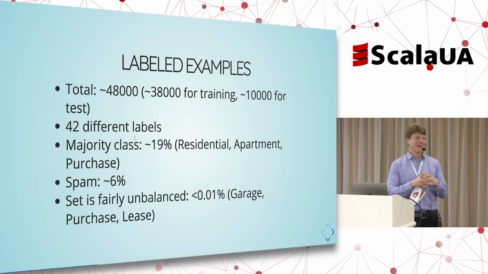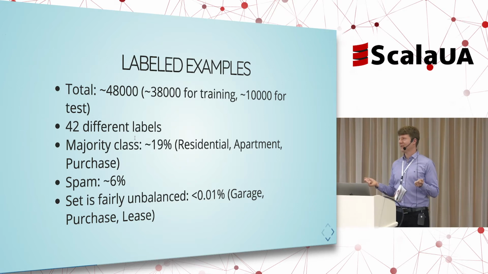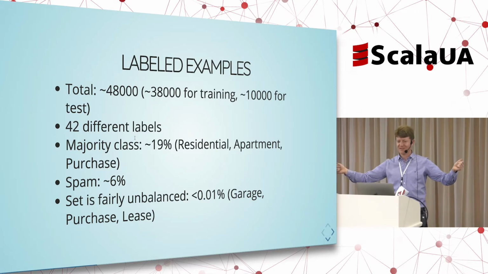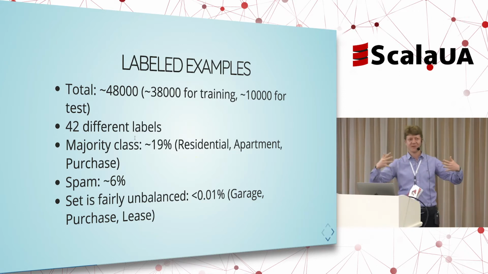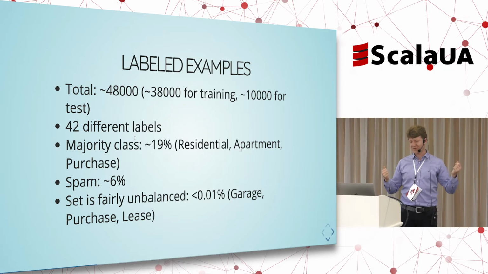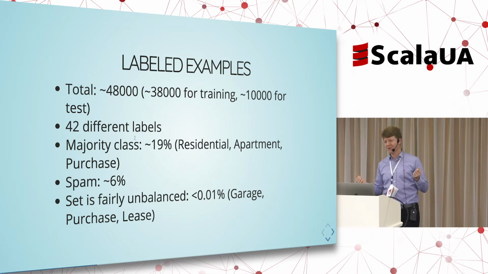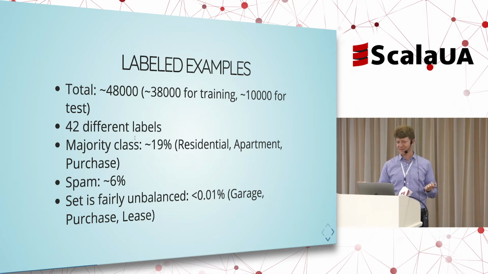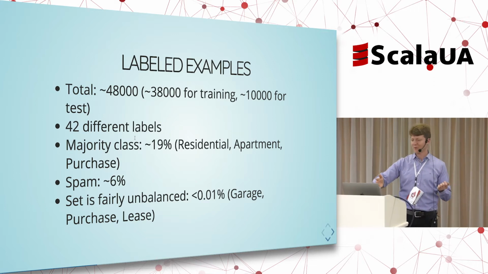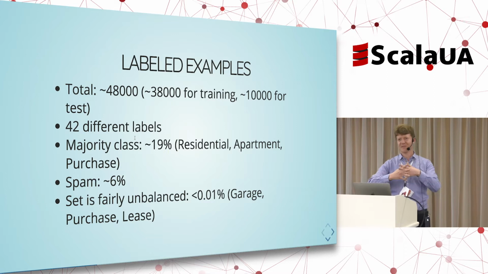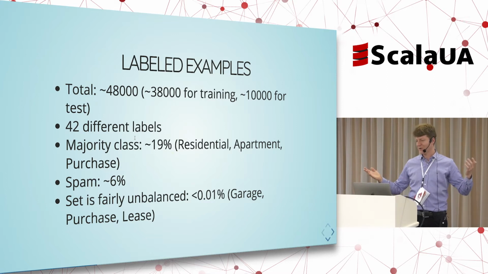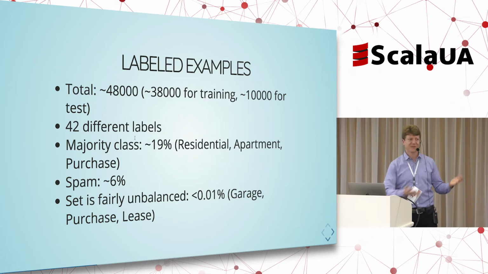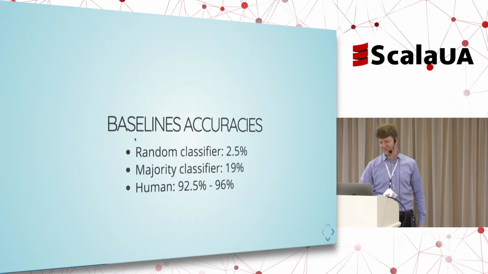data. And something that also comes from the way the data is out there in the world is that, of course, this data set was very, how do you say, unbalanced. So in this data set, there's about 19% residential apartments for purchase, but for example, 0.1% garage purchase lease. This is just because in the real world, there are some types of properties that are very common and other types that are far less common.